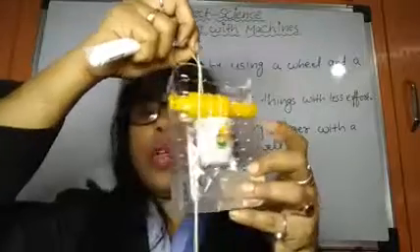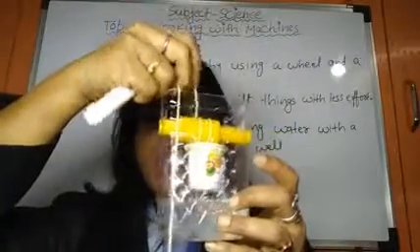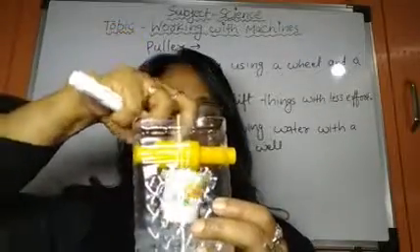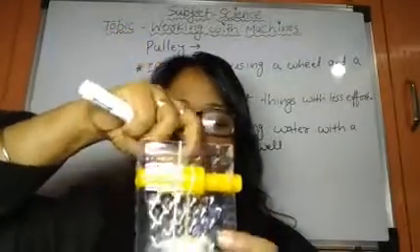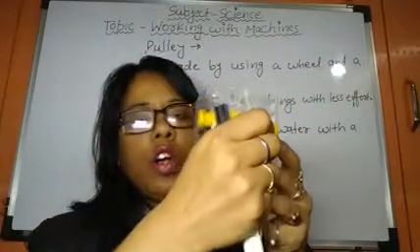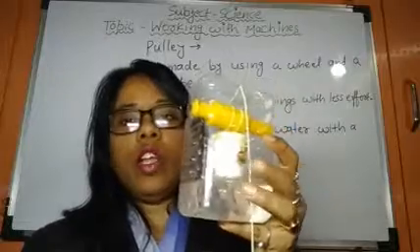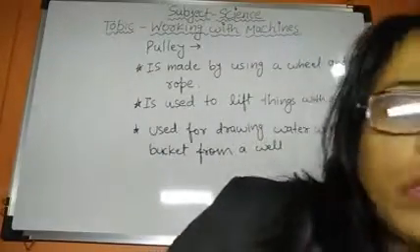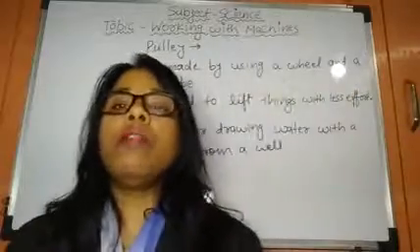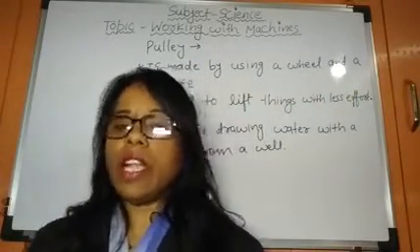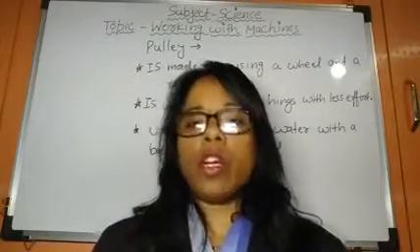Then we use that bucket of water and again we will send it. Again we will keep it in water and then again take water and draw it. With the help of this pulley, you can draw water from the well very easily without using very much effort. With less effort, you can draw water from the well.